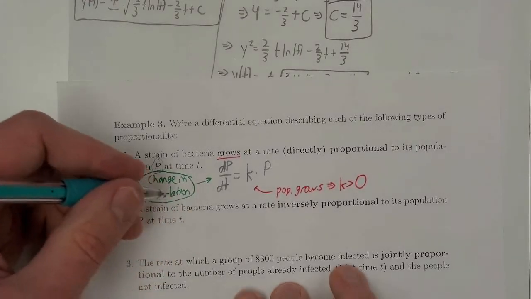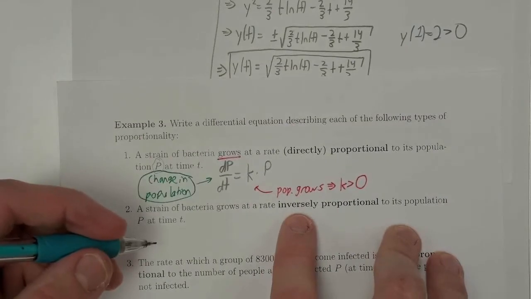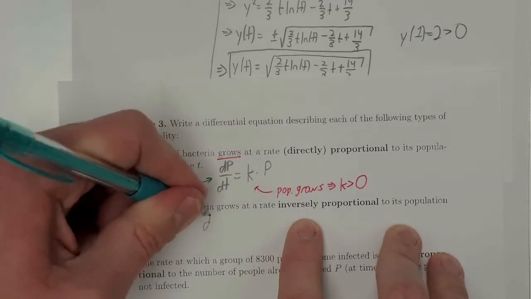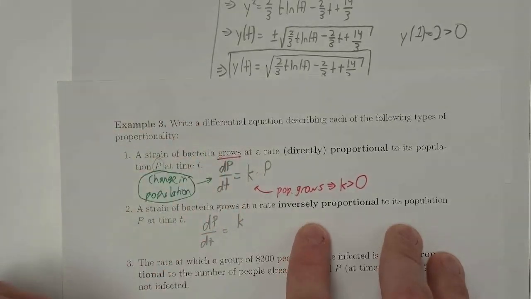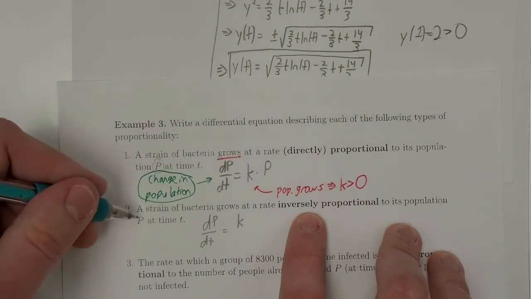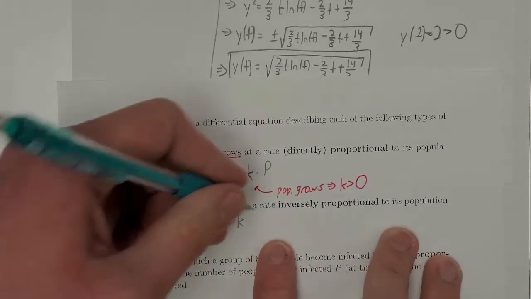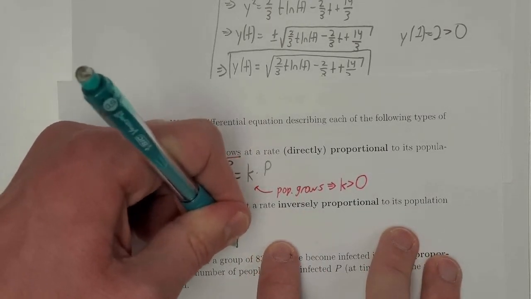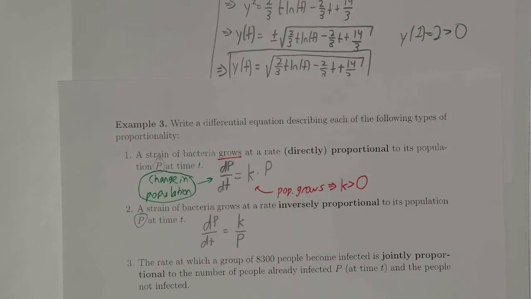Now, the next one is similar. We still have a strain of bacteria that grows at a rate, but now it's inversely proportional. So in this case, we still have dP/dt, and we still have k, but inversely proportional means that instead of multiplying P by k, we now have k divided by P. Okay? So that's that example.